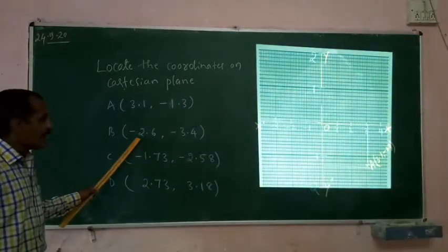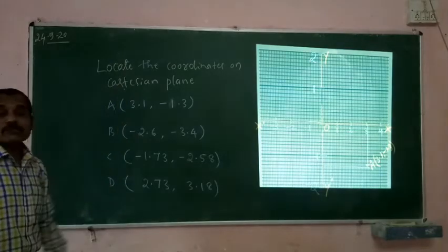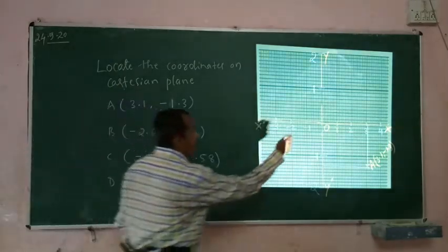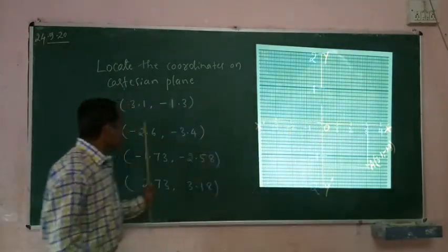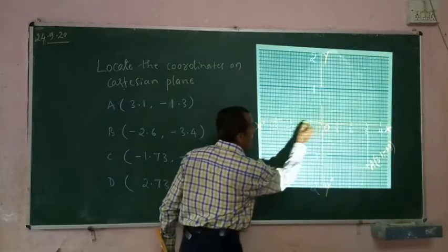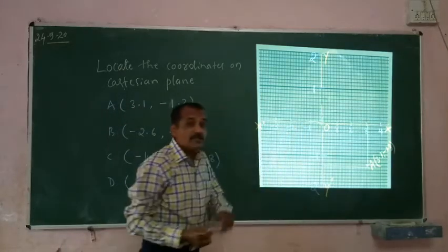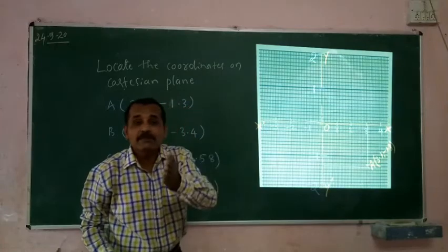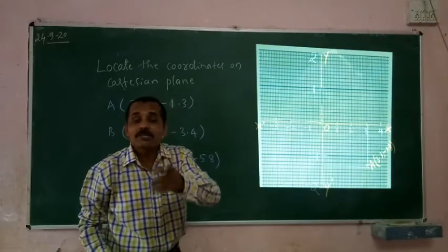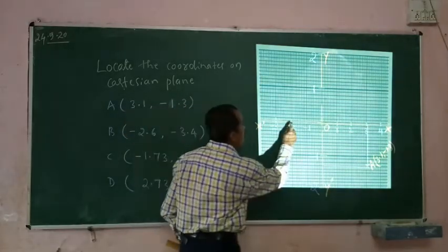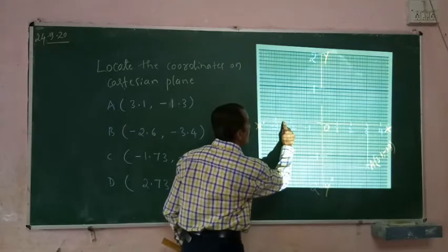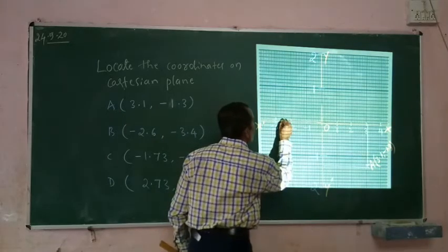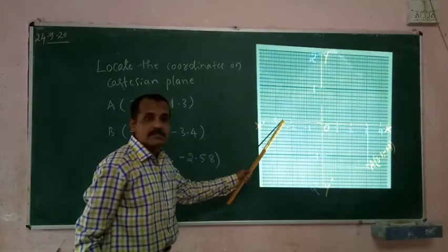The second coordinates are -2.6 on the x-axis. What I can do? -2 here and -2.6 means the 6th millimeter from -2. -2, 1, 2, 3, 4, 5, 6. This is the point -2.6, right?